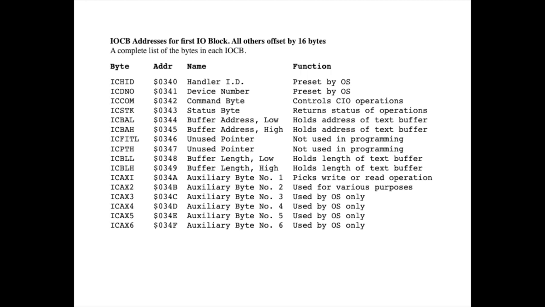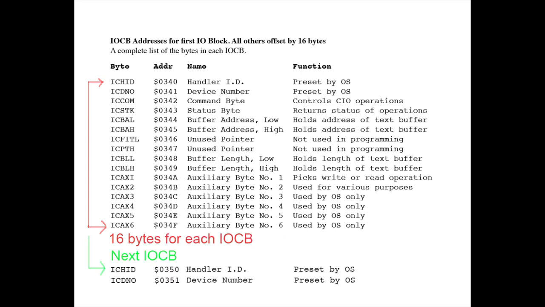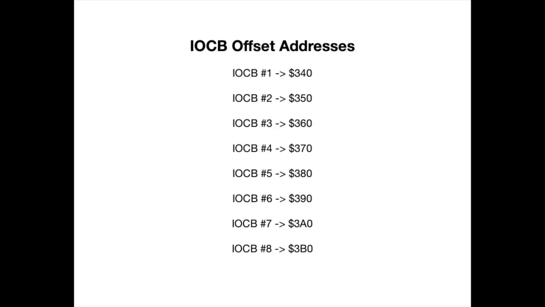Each input-output control block requires 16 bytes of information, and there's a total of 8 input-output control blocks, or 8 IOCBs, that are available for the programmer to use. So there are 16 bytes for each IOCB, and each successive IOCB is a 16-byte offset from its prior IOCB. So as we can see in this diagram, the IOCB block number 2 starts at memory address hex 350. Here are the 8 IOCB blocks shown with their specific offsets in memory.